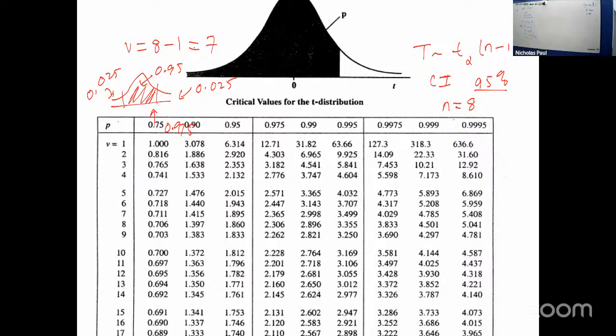So in this example, we go into 0.975, 7 degrees of freedom. We check to see where they intersect, and they intersect at 2.365. Are you okay with that? So if it's a t distribution, we have the same problem where it's not reading off 95%, it's reading off 1 minus half of the remaining area.